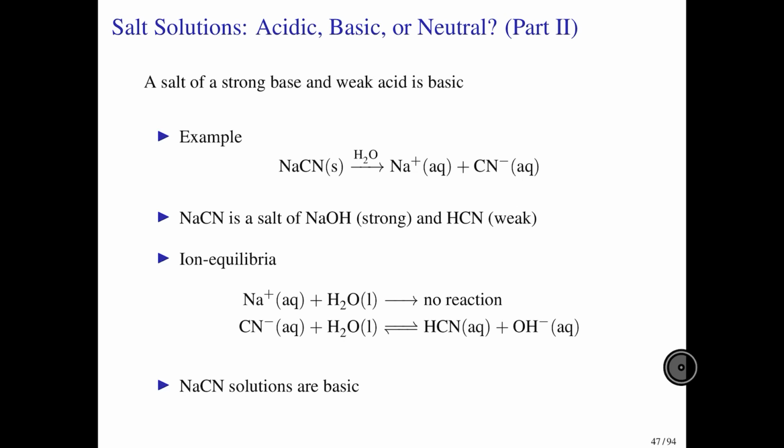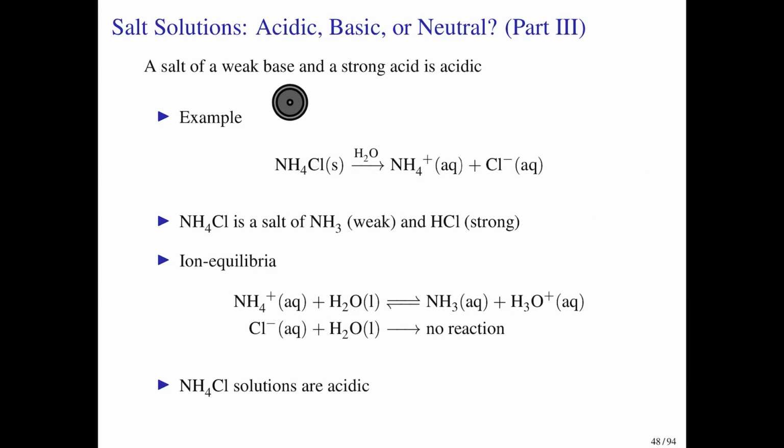The next rule is the opposite. This time we'll have a salt of a weak base and a strong acid, and the result will be that the electrolyte solution is acidic. The ammonium chloride fits that form. It gives us ammonium and chloride ions.